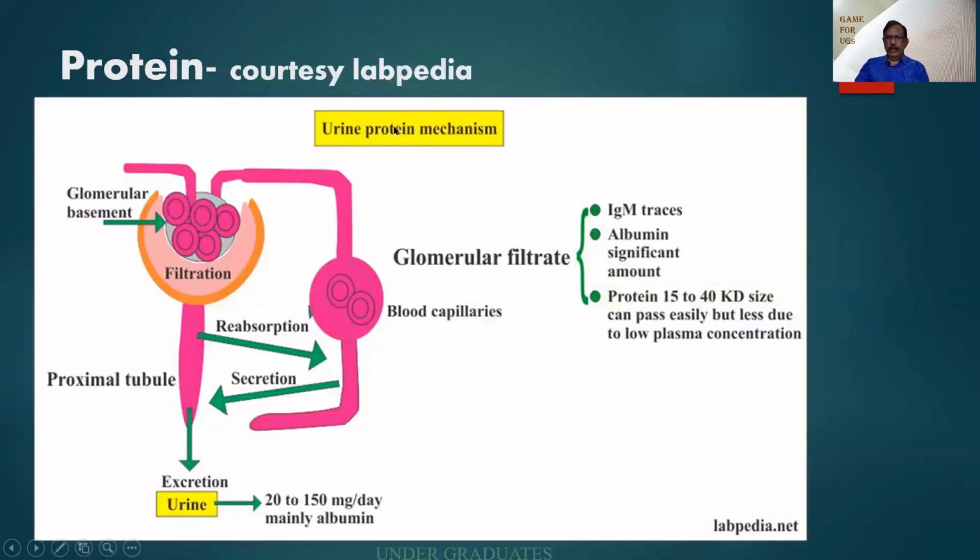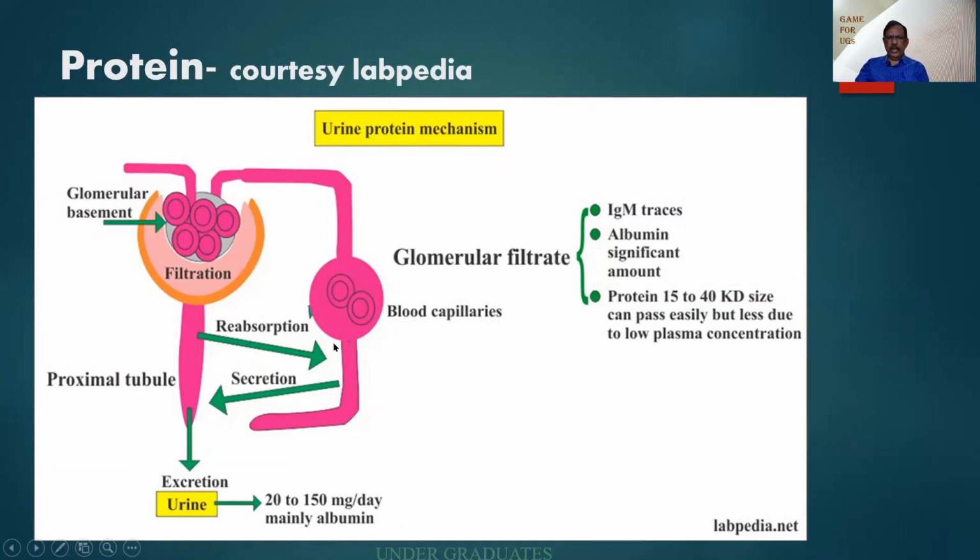This again is a beautiful diagram, courtesy Labpedia. This particular series, if you people can get onto, it is useful for educating yourselves. So this is the glomerulus, a tuft of capillaries. This is a filtrate, and then it is being taken into the tubules. Finally, it is being excreted.